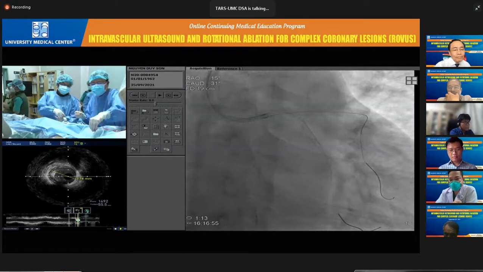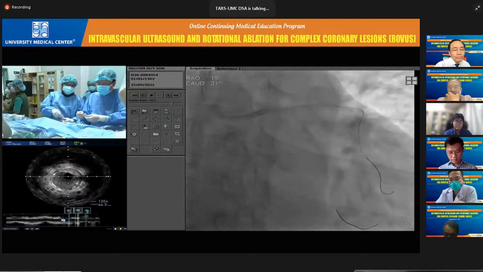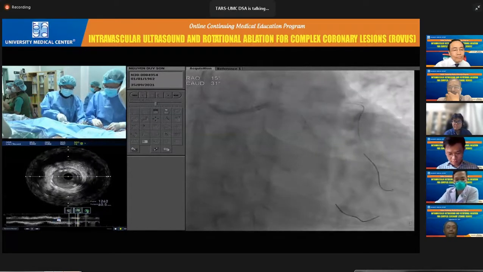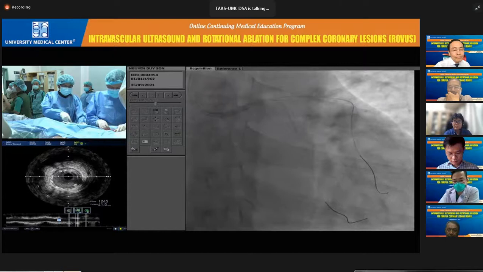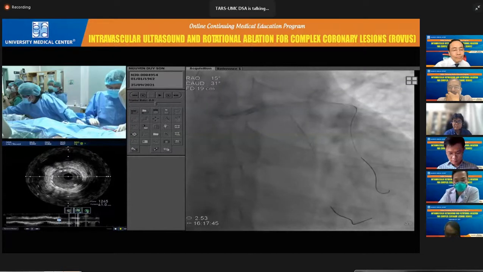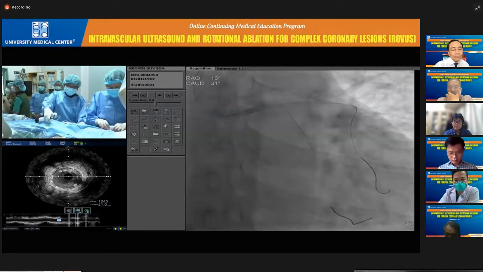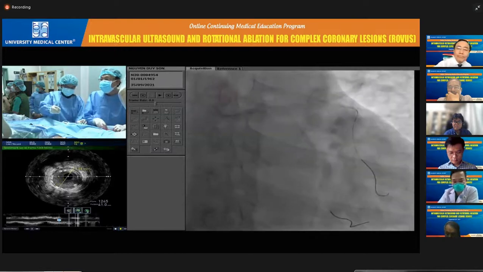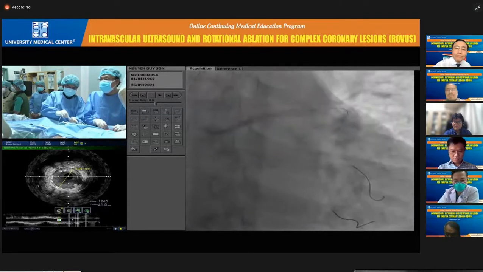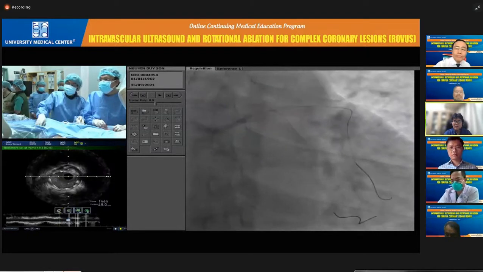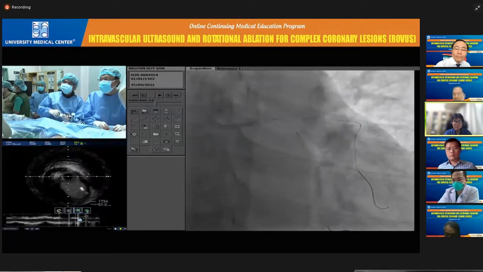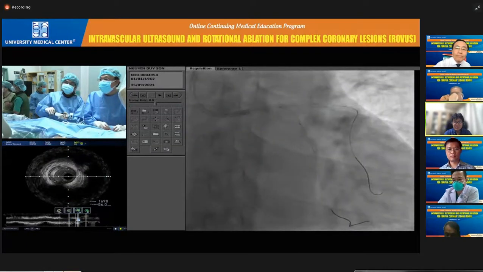So, Dr. Kuramisu, how about the kissing balloon, final kissing balloon? You prefer the NC balloon for both branches, or just one NC balloon and one semi-compliant, and how much pressure would you go to? I usually choose the non-compliant balloon for KBI.